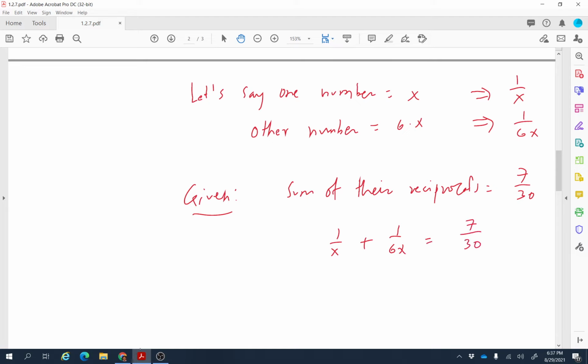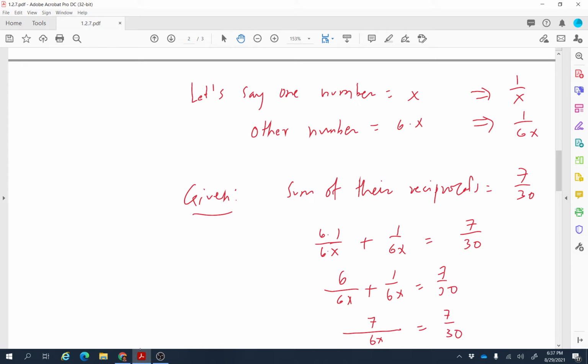To find the sum of these reciprocals, you have to have the same denominator. Here is a 6x, here is x only. To make the same denominator, we can multiply the top and bottom of the first one by 6. By doing that, on the top we get 6, and the bottom will be 6x. Now, because we have the same denominator, we can just write down one of them. 6 plus 1 would be 7.